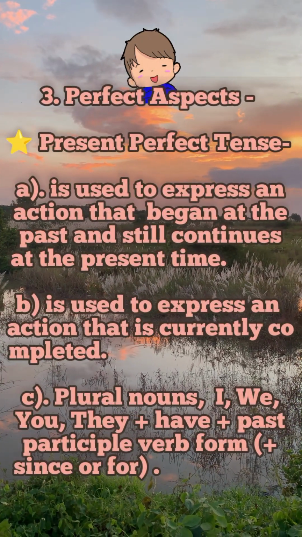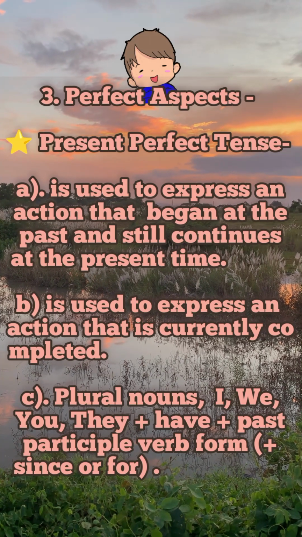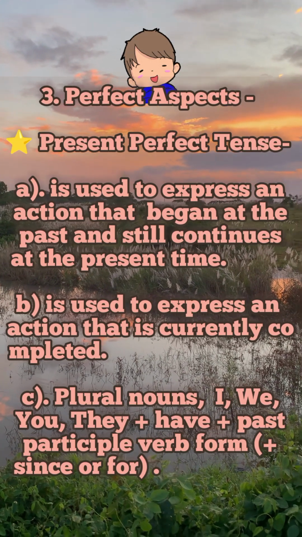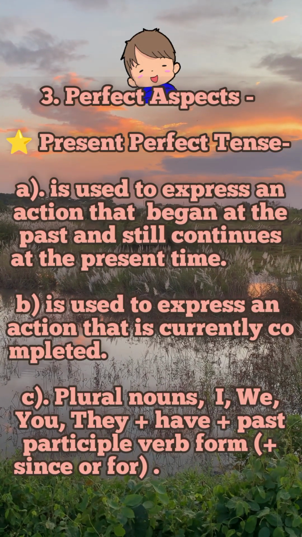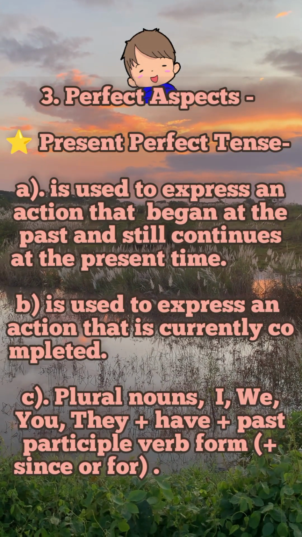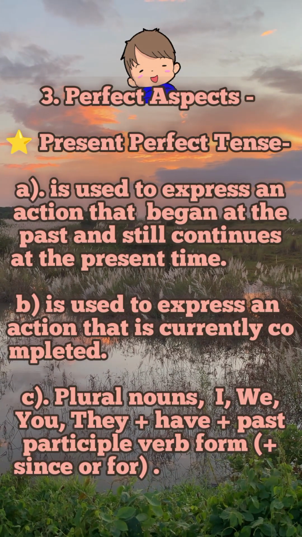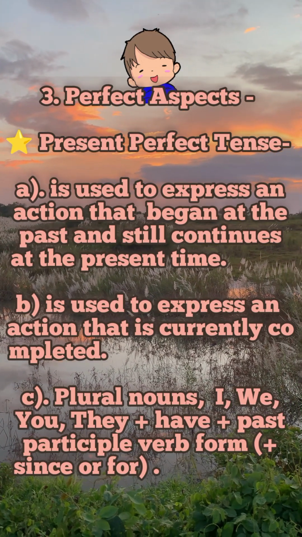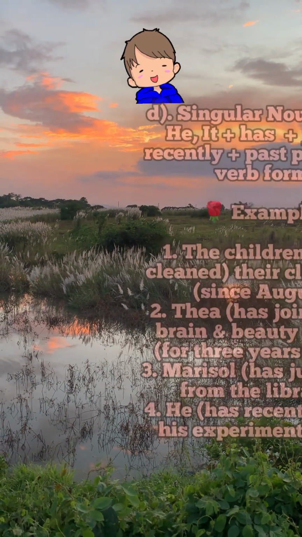Perfect aspects. Present perfect tense is used to express an action that began in the past and still continues at the present time. It is used to express an action that is currently completed. Plural nouns or I, we, you, or they plus have plus past participle verb form plus since or for to use them in the sentence.